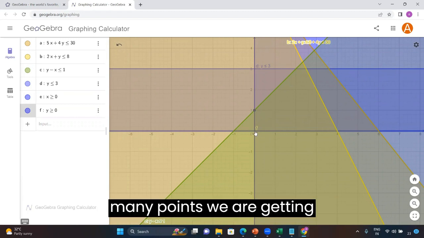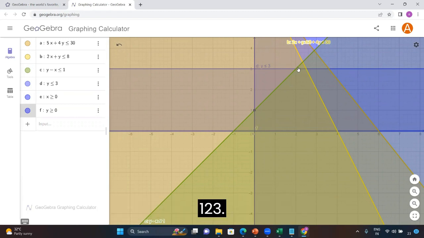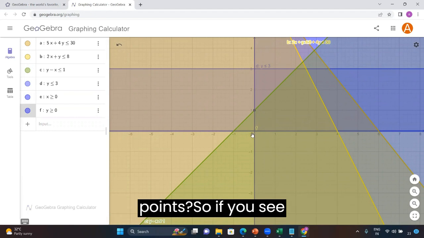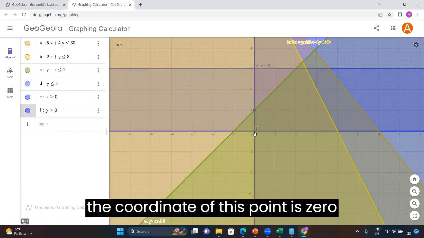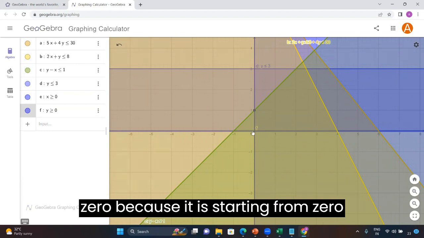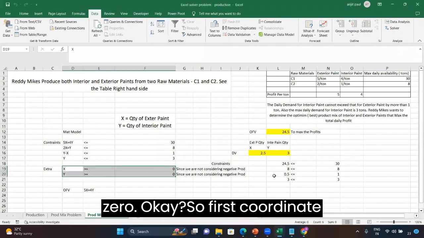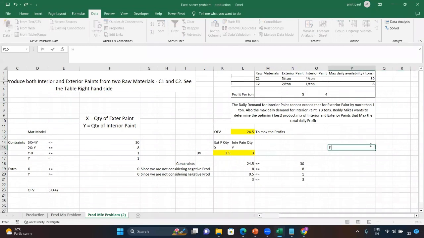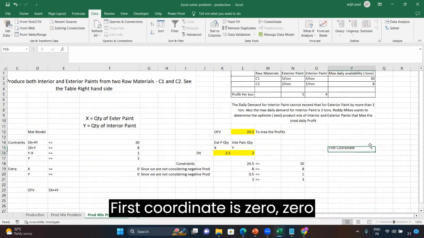So how many points are we getting? 1, 2, 3, 4 and 5. Now what are the coordinates of these points? If you see, the coordinate of this point is 0, 0 because it is starting from 0, 0. So the first coordinate, let me write it down, is 0, 0.